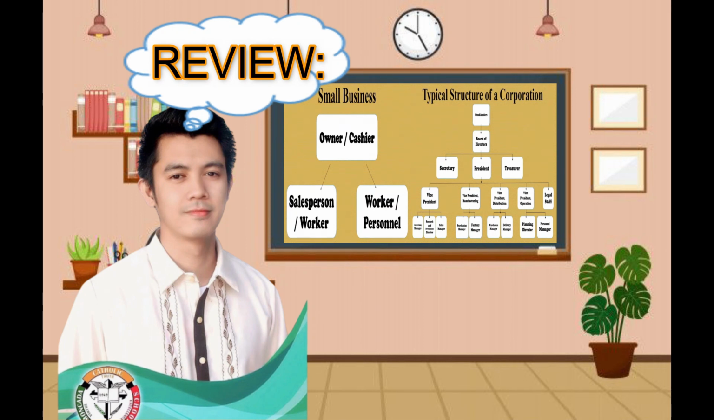Now, as you can see, we have two kinds of organizational chart or structure. One is a small business and the other is the typical structure of a corporation. If you notice, guys, in a small enterprise, the organizational structure may be very simple, right? The owner is usually the manager. He or she is referred to as the entrepreneur.